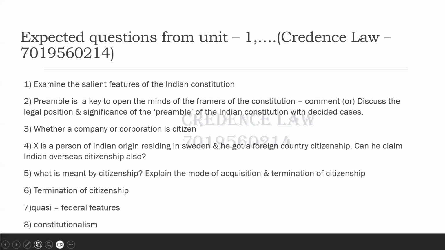Then come the expected questions from the first unit. These are certain expected questions. Salient features, as I already mentioned, and then about the preamble, they can ask pertaining to case studies or to write about the position. And then we have certain questions from citizenship. Constitutionalism is always important with a short note. Okay, this is all about the first unit.